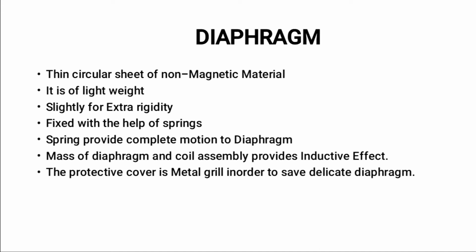Now we can see that the mass of the diaphragm and the coil assembly will provide the inductive effect. As I have already told, due to the permanent magnet, this inductive effect is produced. The protective cover is a metal grill in order to save the delicate diaphragm. The protective cover is also used to secure the diaphragm and the coil assembly from being mishandled. If there is any mishandling of the coil assembly, the protective cover, that is the metal grill, saves the diaphragm.